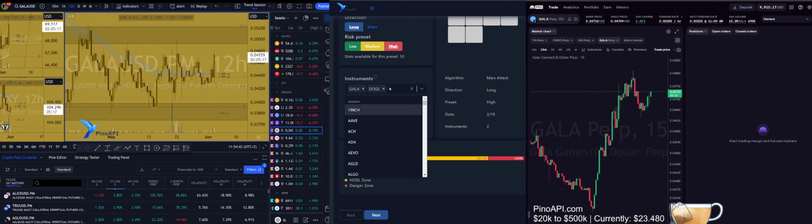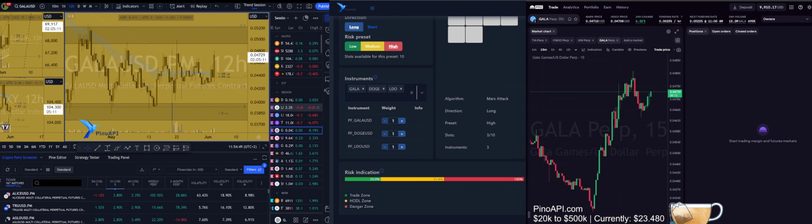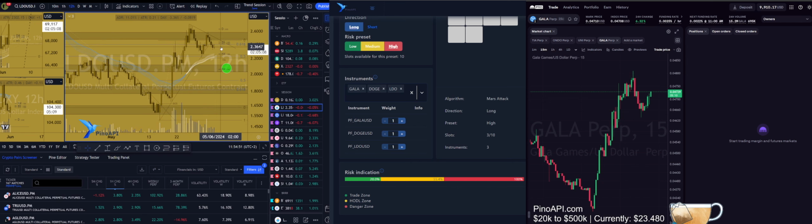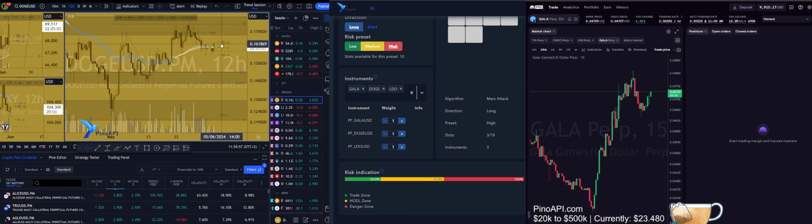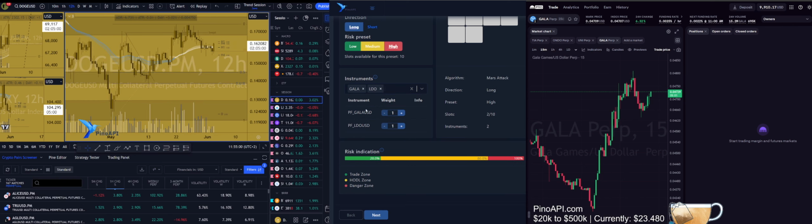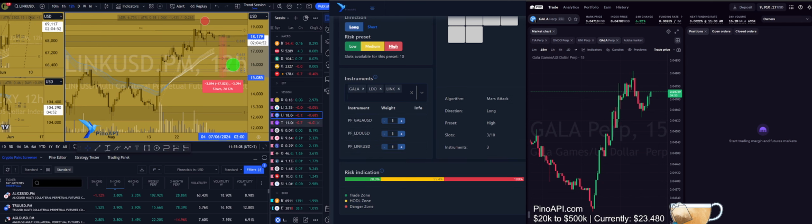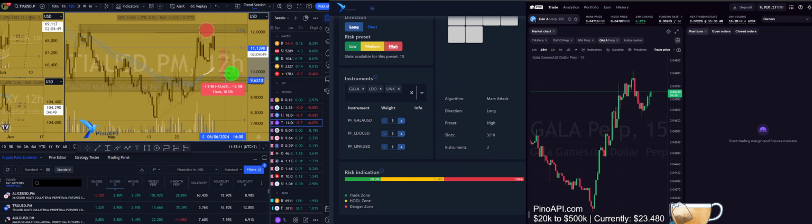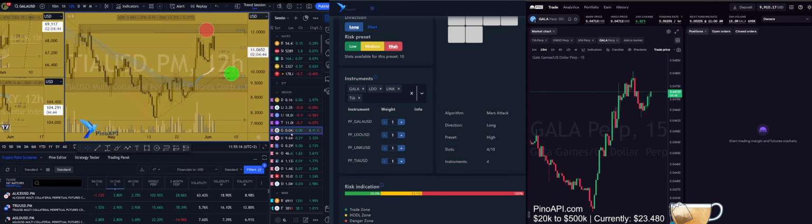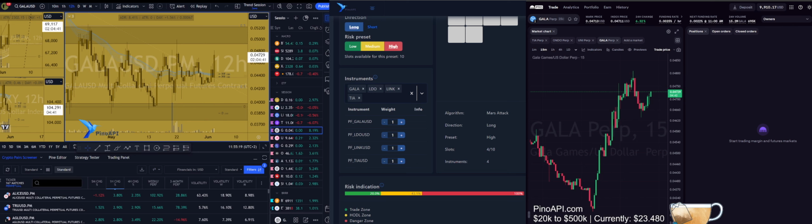Doge. LDO. Yes, okay. Doge was also range bound. No, we're gonna keep Doge away from this. Okay, Link is looking good. Tia is alright. Am I missing something? Yeah, Doge. Let's just put Doge on yellow.